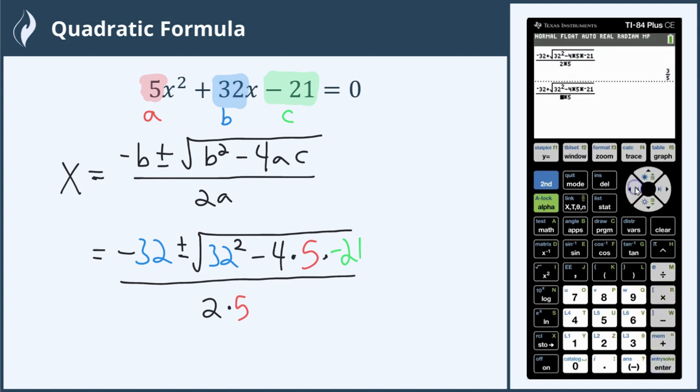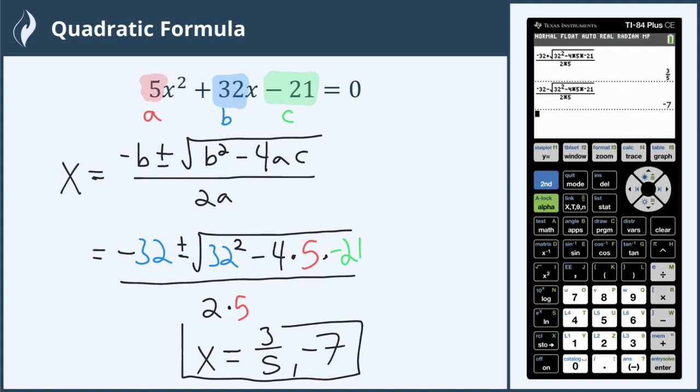Then you use your arrow to get up to the plus sign that's right before the square root. And then when you're hovered over it, you press minus to replace and you press enter, and there is our second solution. So now we can see that x is equal to 3/5 and negative 7. Those are the two solutions to this equation.